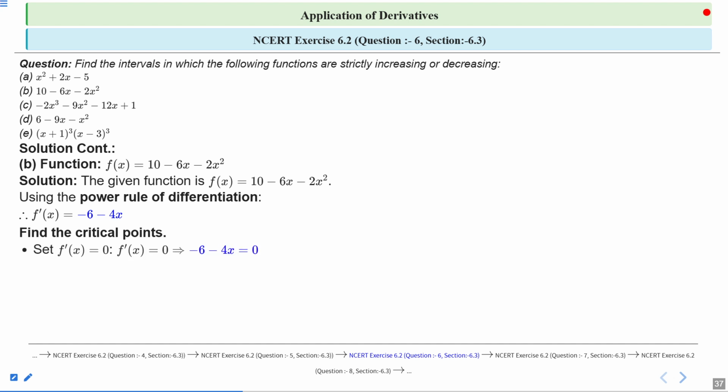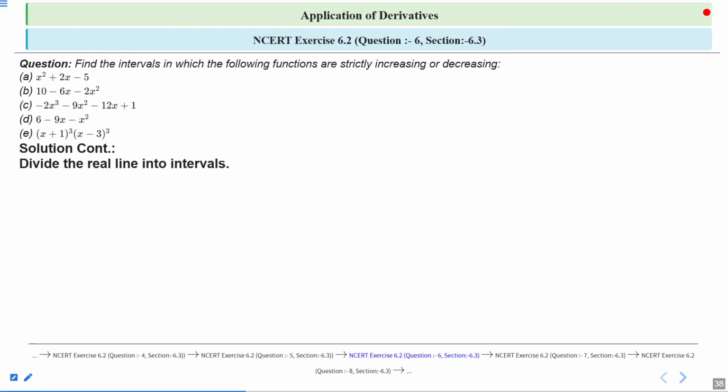Set f dash x equal to 0. So f dash x will be equal to 0. This implies -6 minus 4x is equal to 0. Clear? Now solve for x. So minus 4x is equal to 6. This implies x is equal to -6 by 4, right? So we can say that x is equal to -3 by 2. Clear? x equal to minus 3 by 2.